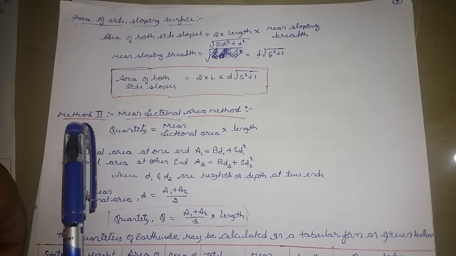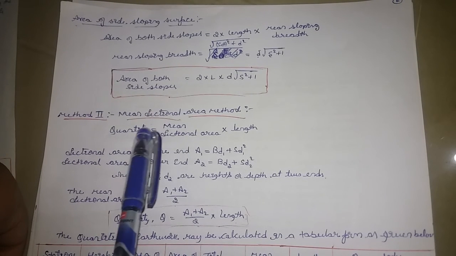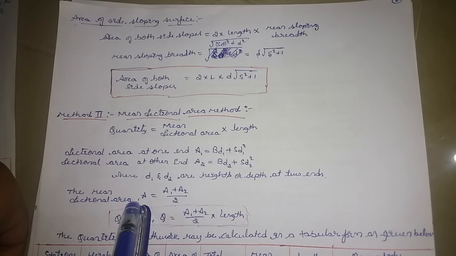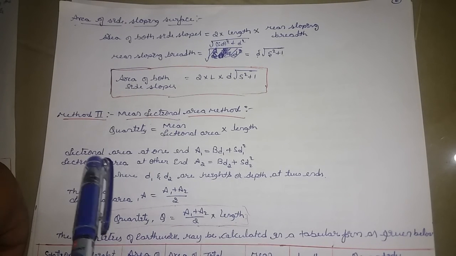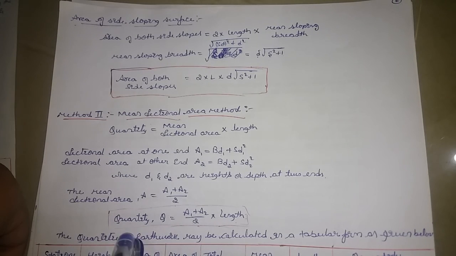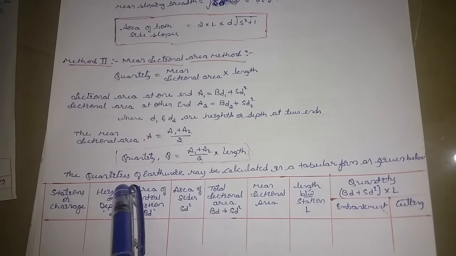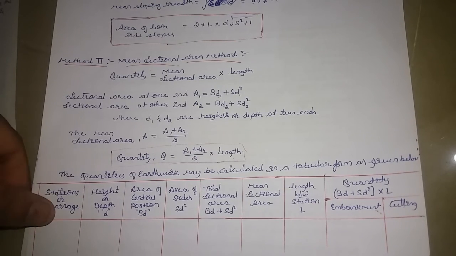Then we came to know method 2, that is the mean sectional area method. The quantity is equal to the mean sectional area into length. The mean sectional area is A equal to A1 plus A2 by 2, where A1 is the sectional area at one end and A2 is the sectional area at the other end. So the quantity is A1 plus A2 divided by 2 into length. The quantity of the earthwork can be calculated using the same tabular column.